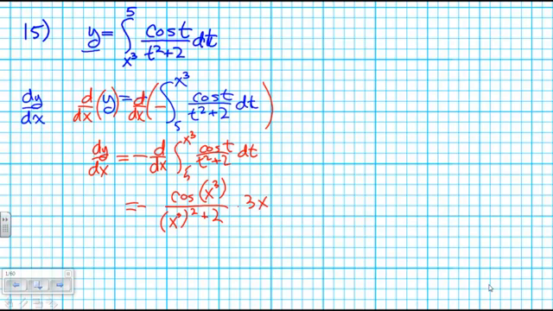So we get a negative out in front. I left out the squared. Okay, so we'll get negative 3x squared cosine x cubed all over x to the 6th plus 2.